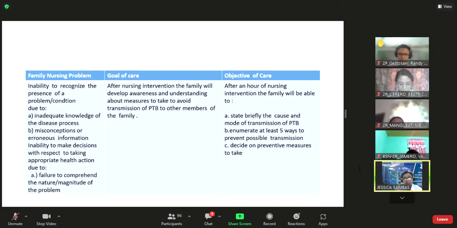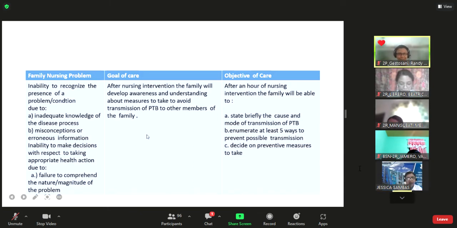Okay lang naman po, not necessarily na present po yung talagang cognitive, affective, and psychomotor. Usually, ang mga psychomotor kasi, if they will be return demonstrating, tapos makita mo naman dito ang time frame natin after an hour, tsaka ang goal of care lang naman natin is for them to develop awareness and understanding. So, okay lang po siya, sir. Okay. Thank you so much, ma'am.